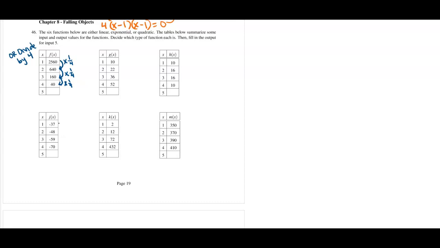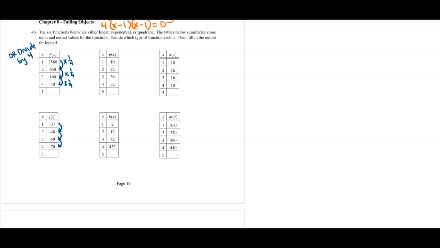Okay, so let's do the one right underneath it. So on this one, I'm trying to figure out what's happening here. Well, it's not moving by a big amount. Like this one, I could tell I'd be multiplying or dividing, because look how fast those numbers are moving. Where these are more close together. So it seems like I'm probably going to be adding or subtracting.